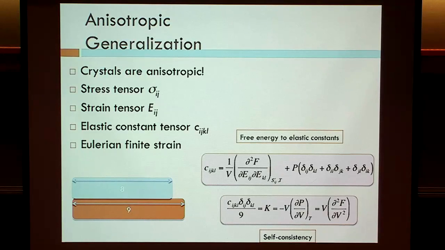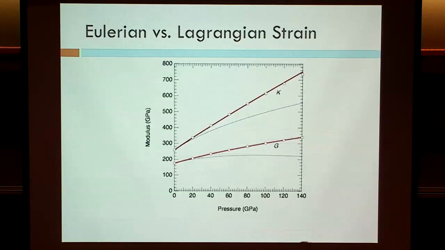And one way to think about the difference between Eulerian finite strain versus Lagrangian finite strain is to think about the following problem. I give you two lengths, a length of 8 and a length of 9, and I ask you, what is the fractional change in length? Is it 1/8 or is it 1/9? And that's one way to think about the difference between Eulerian finite strain, which uses the final state as the reference state, and Lagrangian finite strain, which uses the initial state as the reference state to the strain. So let's see what the consequence of those two choices are.